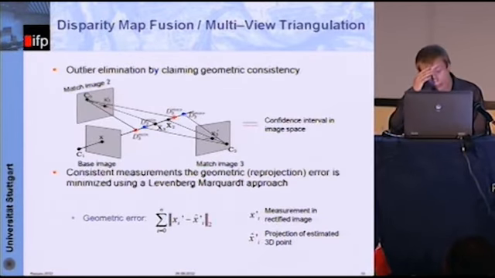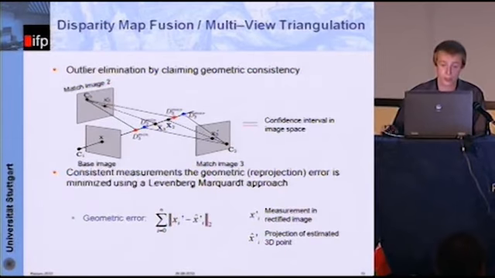Okay, a little bit more in detail, what do we do? You have your disparity estimations in match image 1, match image 3. You have the base image. You define some confidence interval in image space. Just project that on the ray to find an object space. And this will give you a range on this ray. If the ranges are overlapping, then you say, okay, it's geometrically consistent and it's not an outlier.